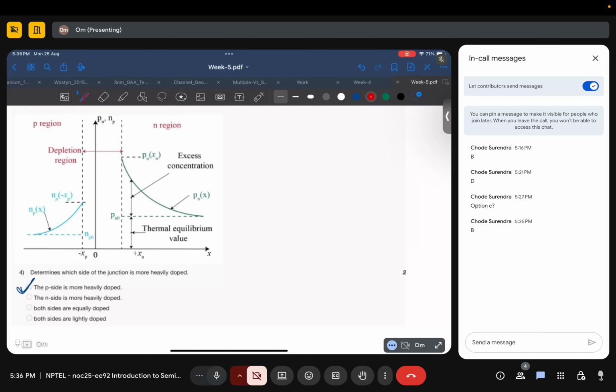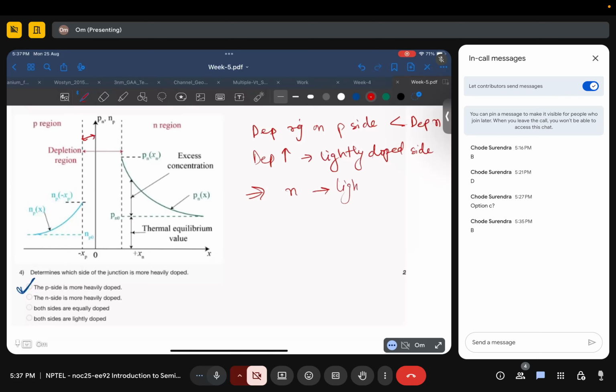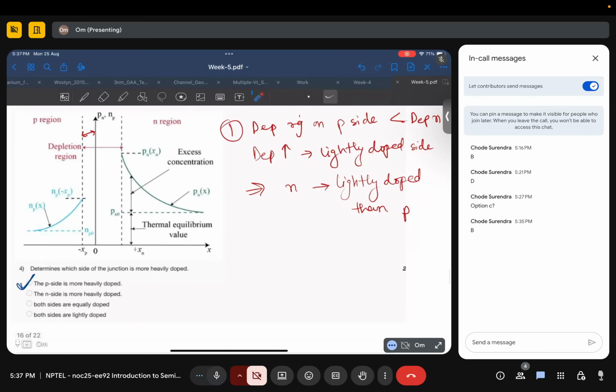So one thing is you can see the depletion region on P side is smaller than depletion region on N side, right? And depletion region is more in lightly doped side, which implies N side is lightly doped than P. So one observation can be made from here. Another observation can be made from here also, right?